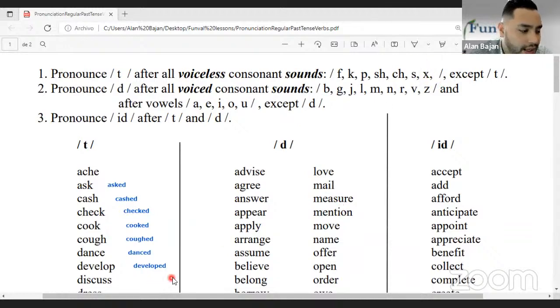Teacher, un ejemplo con la X. Of course. We have more examples here.